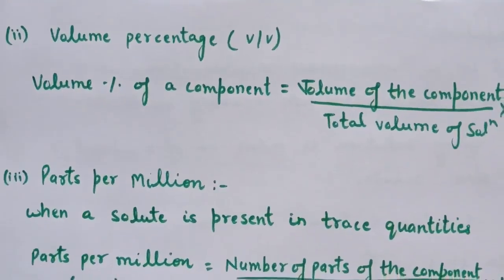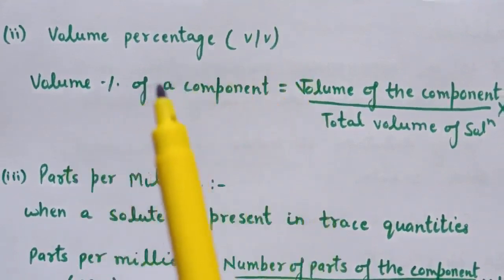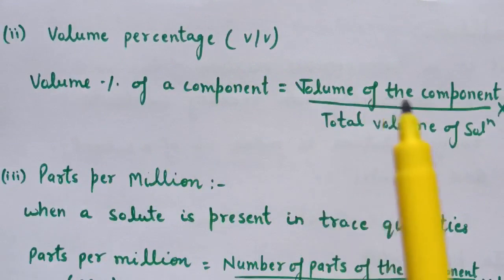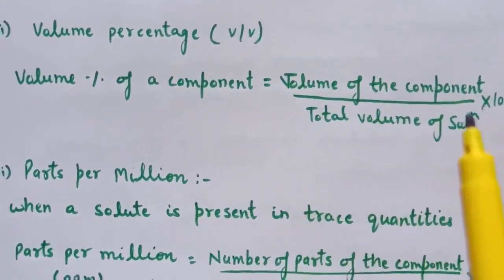Second is volume percentage, that is V by V. Similarly, we can calculate the volume percentage of a component, that will be equal to volume of the component upon total volume of solution into 100.